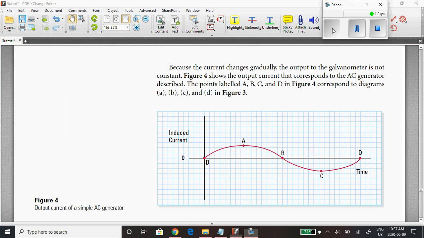So if we were to take a look at the induced current that's being produced, it's not a constant current at all. It builds to a maximum, decreases to zero, and then actually starts going in the other direction, building to a maximum and then back to zero. That's why it's called alternating current, because it goes one way and then the other. That's how that one works.